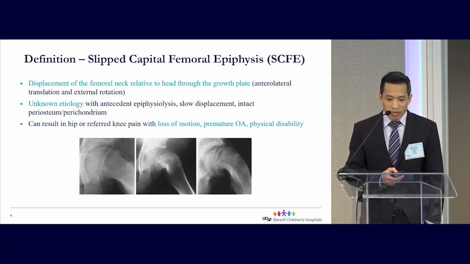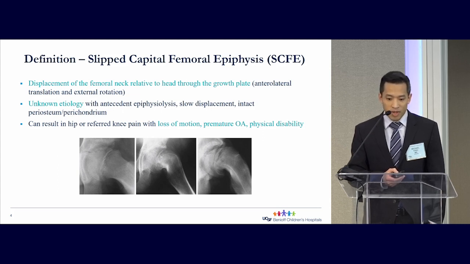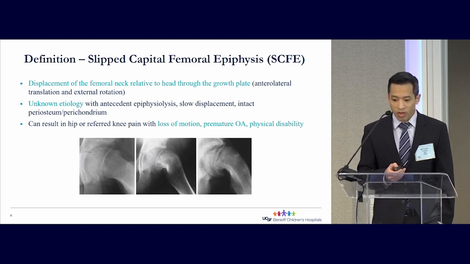SCFE is usually characterized by antecedent epiphyseal lysis, slow displacement, and has an intact periosteum and/or perichondrium. It's important to recognize SCFE because it can lead to long-term sequelae, including loss of hip motion, premature osteoarthritis, and physical disability.